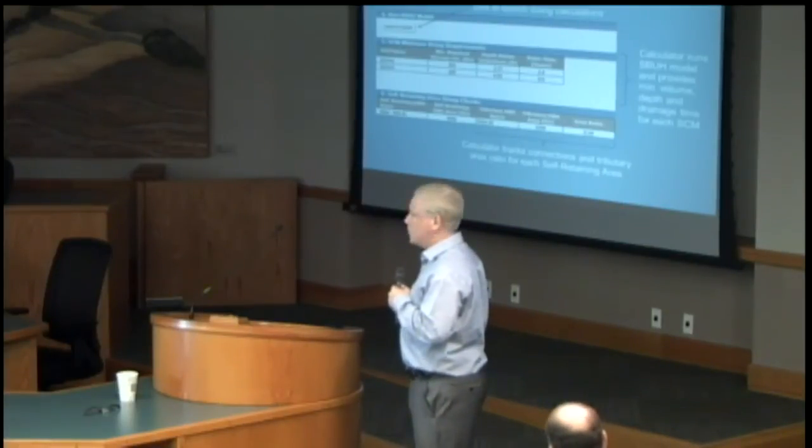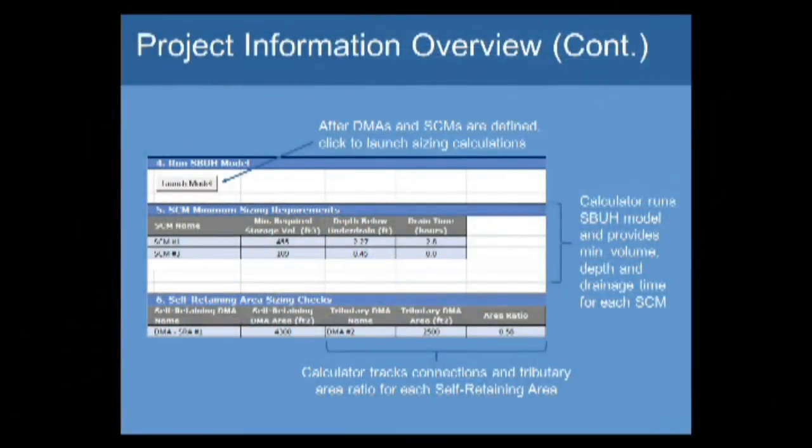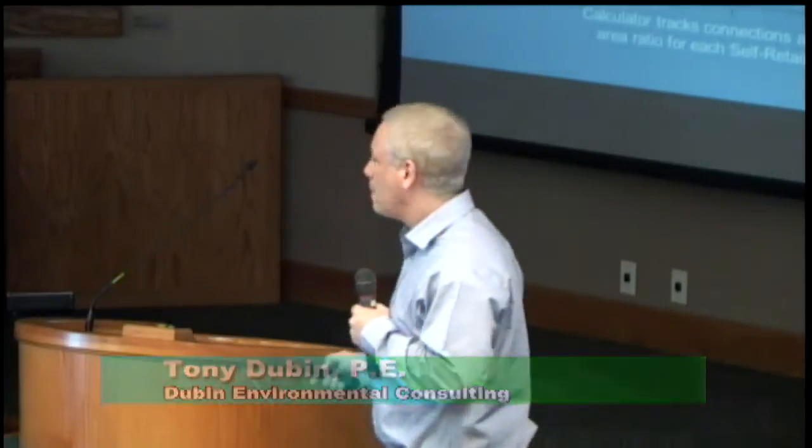the next block is a button to launch the code in the background. It's put together to run the Santa Barbara Urban Hydrograph, which I think is specifically mentioned in the PCRs as a technical tool. So there's SBUH calculations in the background. We have a button here so that the calculations don't get updated every time something gets changed in DMA or SCM. So it's an intentional thing.